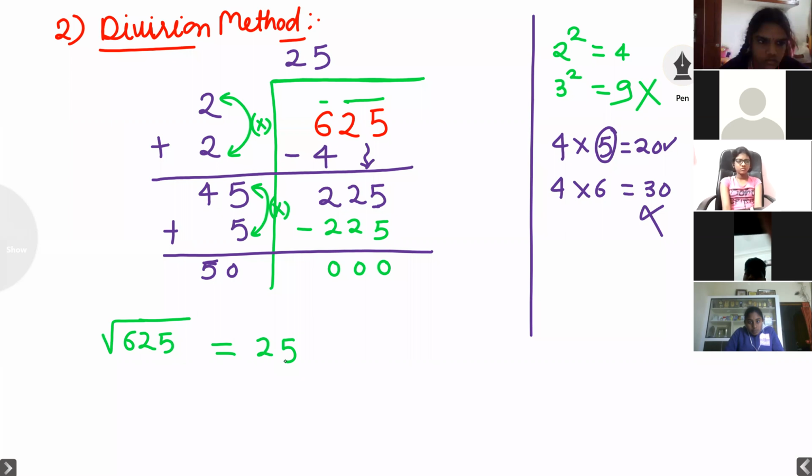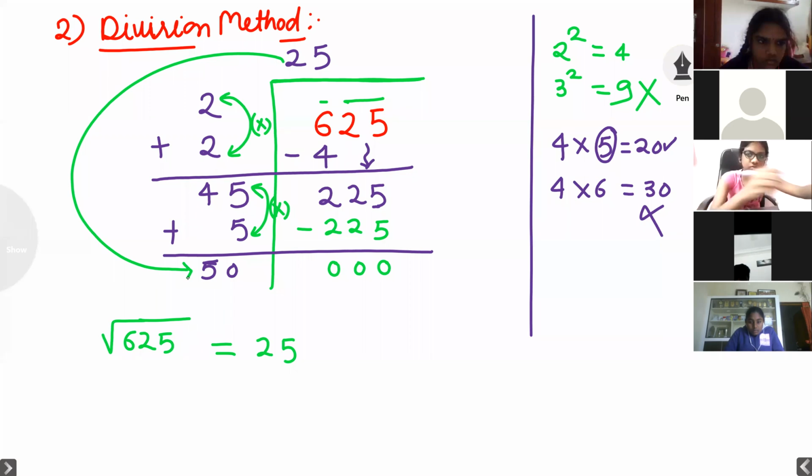Same answer we got in the prime factorization, or not? This method is called the division method. Here also we can check. How can we check whether our answer is right or wrong? The double of this number is coming here. 25 into 2, 50 is coming, so our answer is right. Double of that number is 50. 25 double is 50, our answer is right.